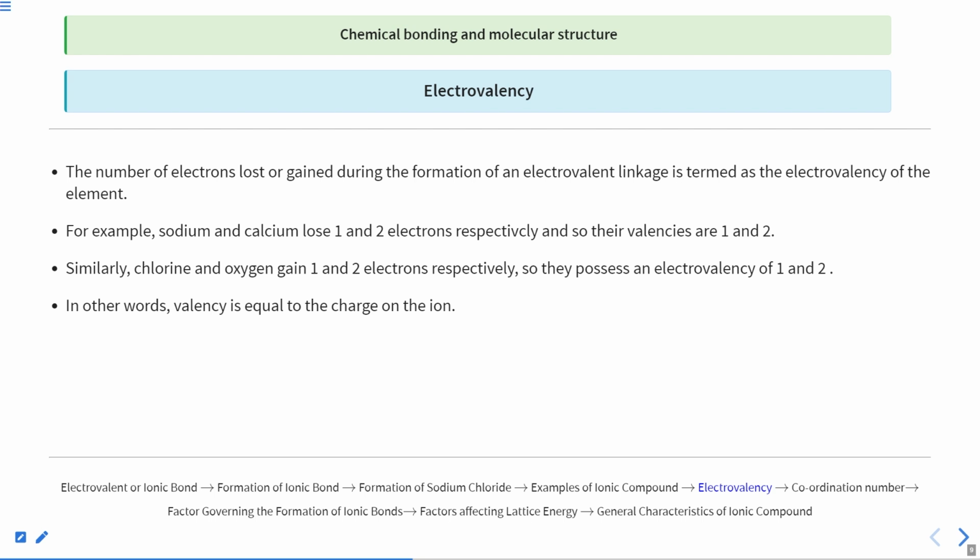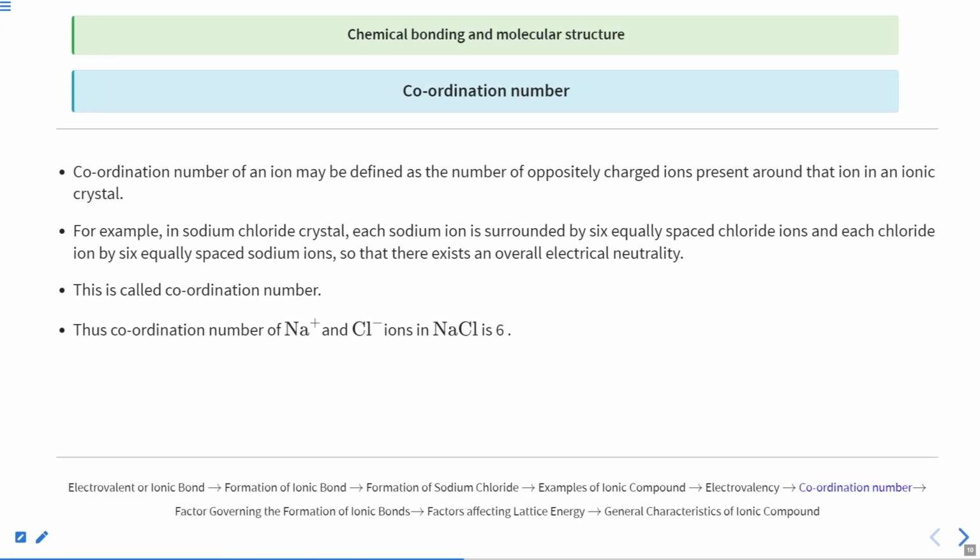Now what is electrovalency here? Electrovalency is basically the number of electrons lost or gained during the formation of the electrovalent linkage. For example, sodium loses 1 electron and calcium loses 2 electrons, so their valencies are 1 and 2. Similarly, chlorine gains 1 electron and oxygen gains 2 electrons, so they have electrovalencies of 1 and 2 respectively. So valency is basically equal to the charge on the ion that is gained upon transfer of electrons.